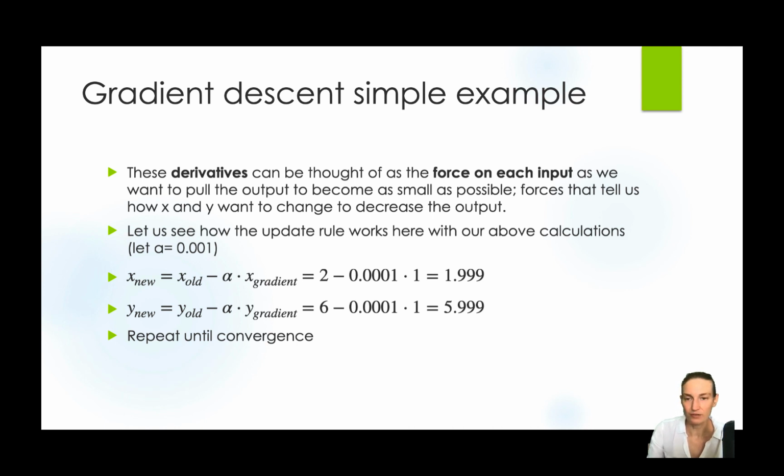We fill this in the formula that we saw before, and we see that these derivatives can be thought of as the force of change on each input. So it's the change in every direction, x or y. Our new x would be the old x minus the learning rate times the gradient. The learning rate is often set really low, but there are strategies to dynamically change the learning rate, as we'll see in the next class.